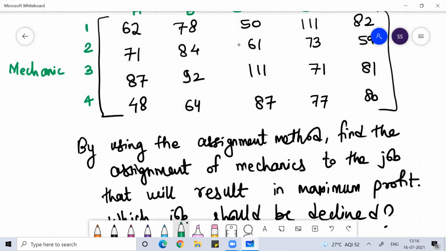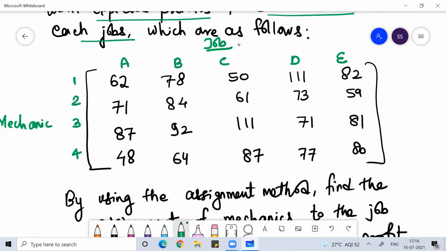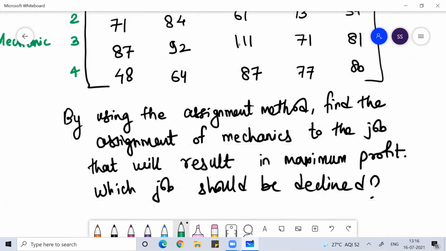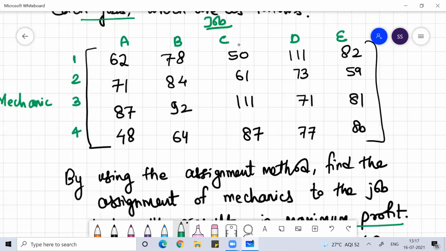So you can understand the data, the elements inside the matrix, is profit data. If the elements are profit data, then the objective function would be maximization of profit. If the data is of cost or minimization elements, then the objective would be minimization. Here these are all profit elements, so automatically the objective will be maximization. You need to find the assignment of mechanics to jobs that will result in the maximum profit.